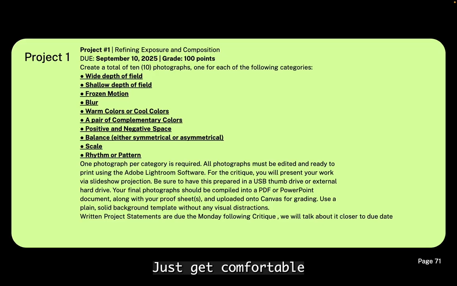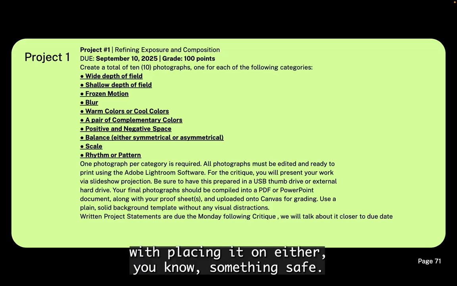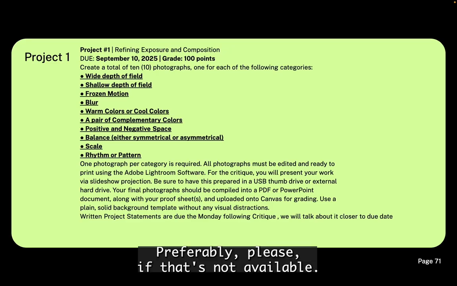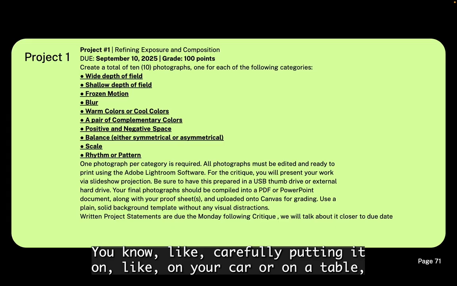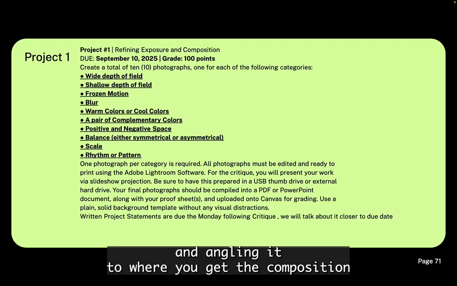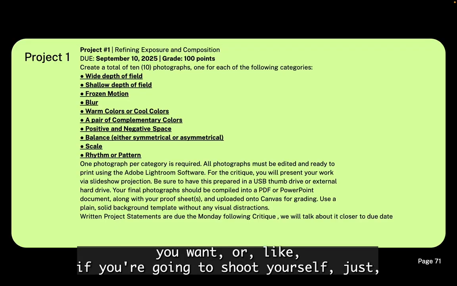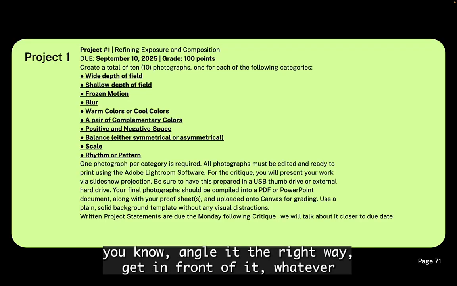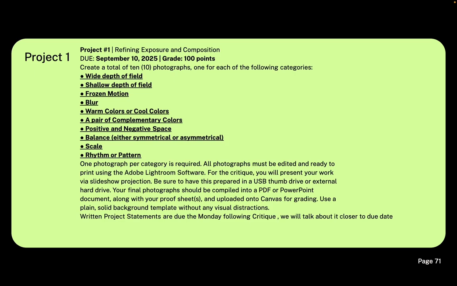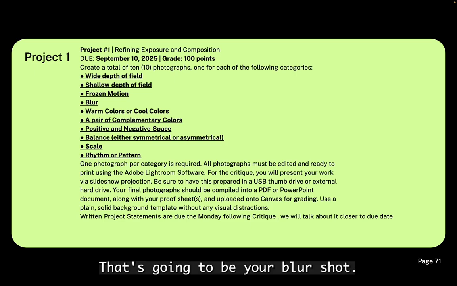Just get comfortable with placing it on either something safe, something stable, a tripod, preferably, please. If that's not available, like carefully putting it on your car or on a table, and angling it to where you get the composition you want. Or if you're gonna shoot yourself, just angle it the right way, get in front of it, whatever kind of motion you want to capture. That's gonna be your blur shot.